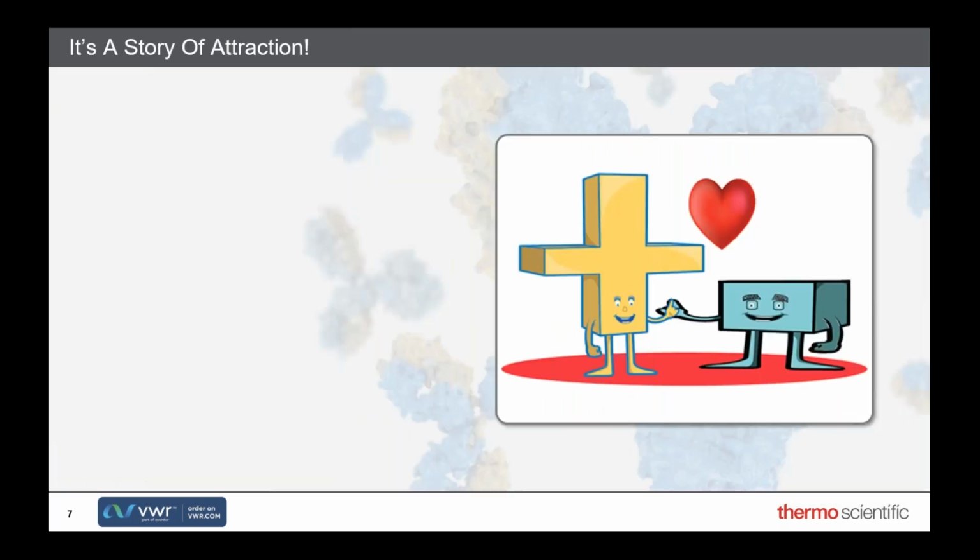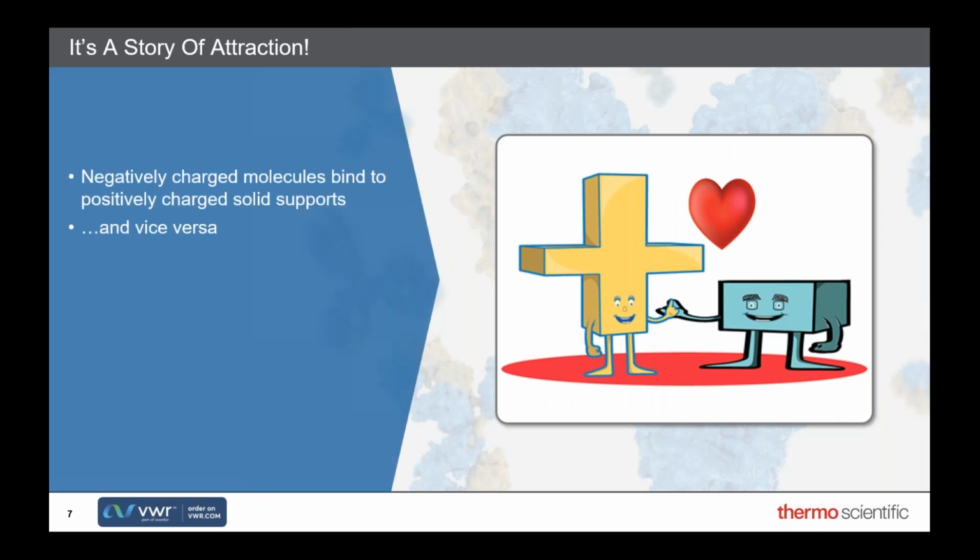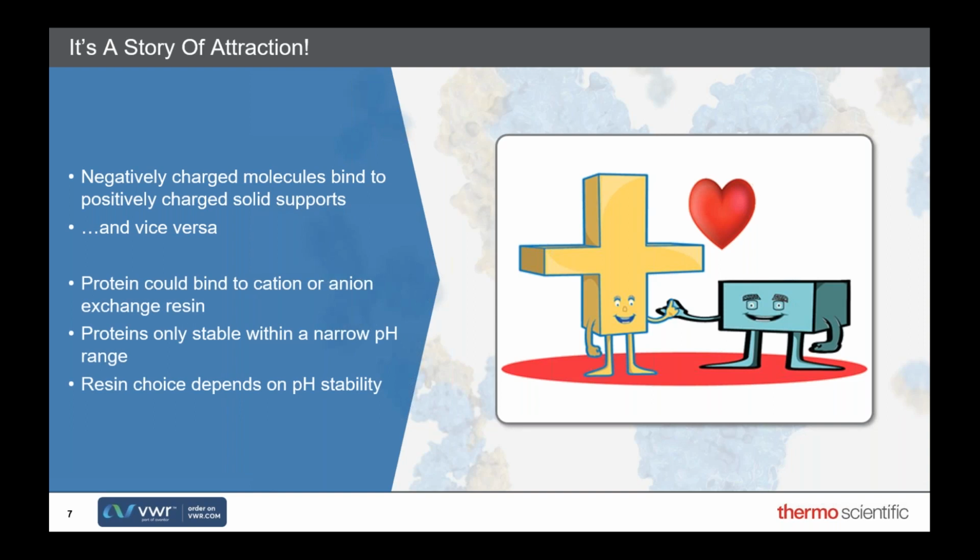So basically, it's a story of attraction. Ion exchange chromatography separates proteins and other molecules in a solution based on differences in the net charge. Negatively charged molecules bind to positively charged solid supports, and of course, vice versa. In principle, a protein could bind to either a cation or anion exchange resin, but in practice, proteins are only stable within a narrow pH range, and the choice of resin depends on the pH stability of the protein.